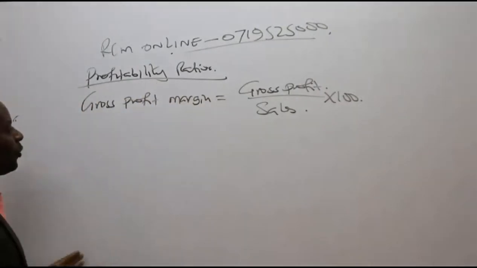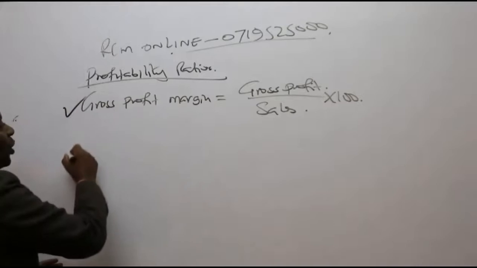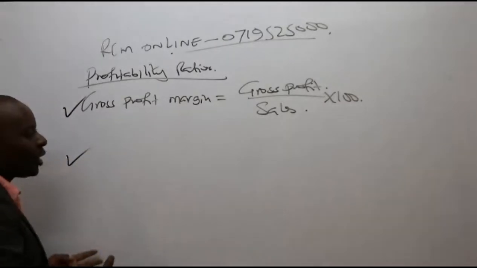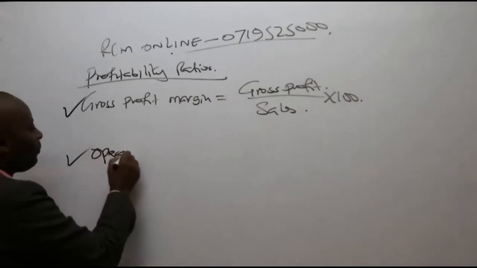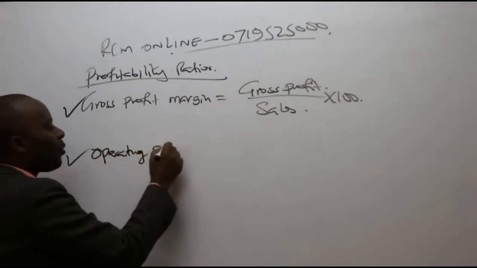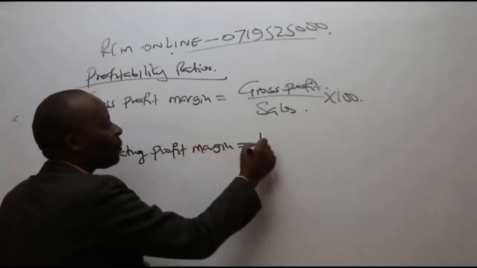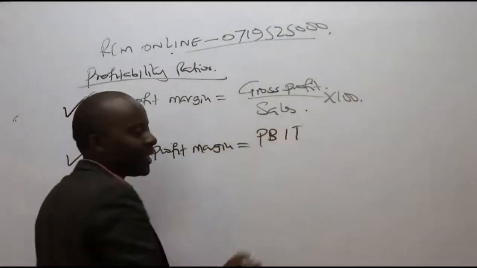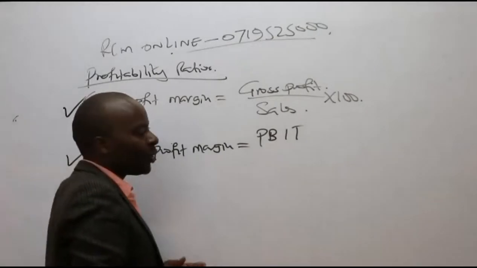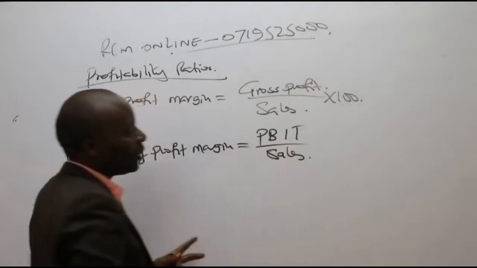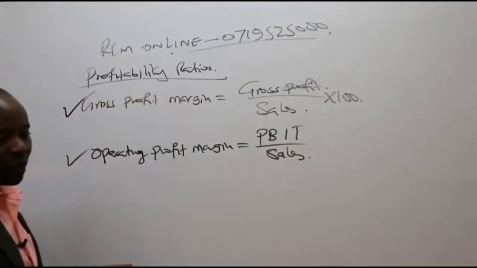Now, that is gross profit margin. Then we have the operating profit margin. Operating profit is profit before interest and tax. Divide this by sales, because any margin is always divided by sales down there in the denominator.